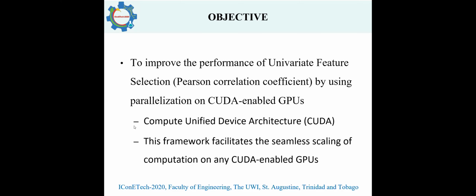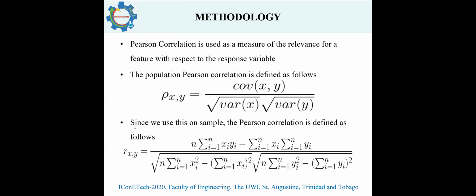So our goal is to improve univariate feature selection using Pearson correlation. Univariate feature selection is where we select a single feature that we deem is the most important for our response variable. And we'd like to do it by parallelizing the process on CUDA-enabled Nvidia GPUs. CUDA is a framework provided by Nvidia that allows us to do general purpose computing on GPUs in a scalable manner.